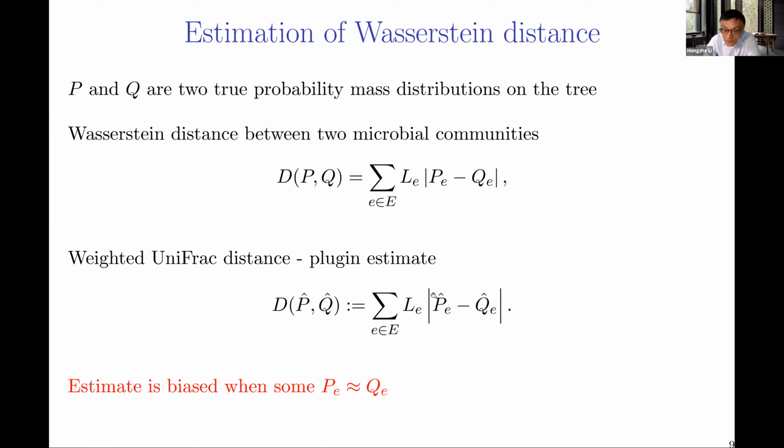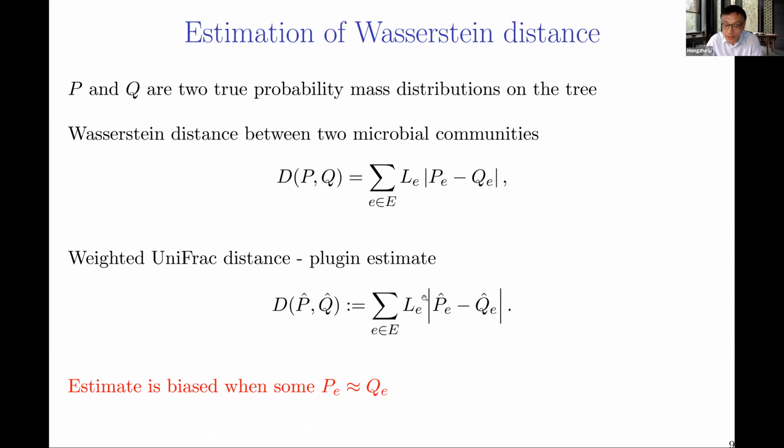Then you want to estimate the absolute value of something close to 0, and the empirical plug-in estimate provides a biased estimate. Sometimes the bias can be really large if for many E, the true PE is the same as QE. So that's the basic idea. We want to improve the estimate of the Wasserstein distance.